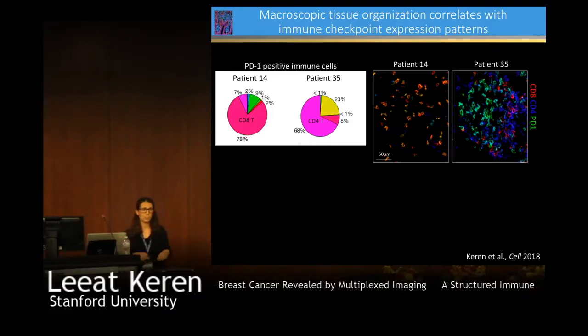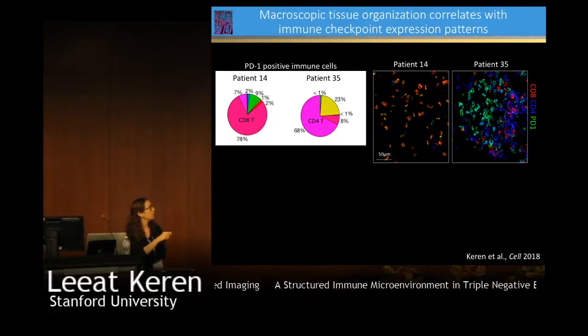So if we look, for example, at PD-1 positive immune cells, so these are only immune cells that express PD-1, we see that in some patients, for example, patient 14, it's primarily expressed on cytotoxic T cells. In other patients, for example, in patient 35, it's primarily expressed on helper T cells. And you can see this both visually here in the images.